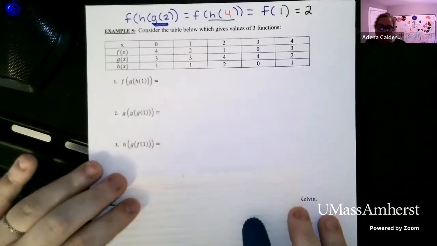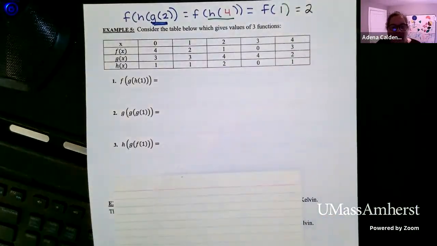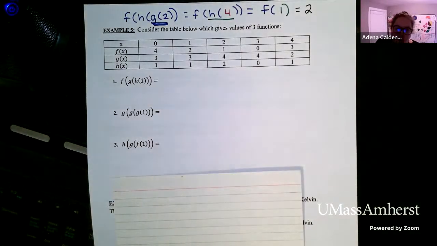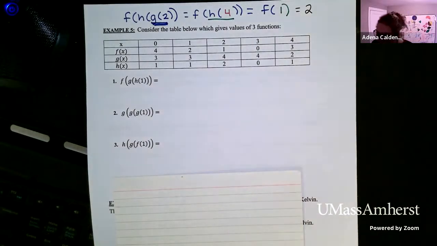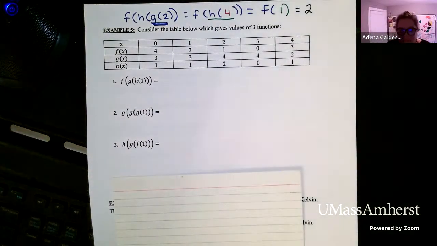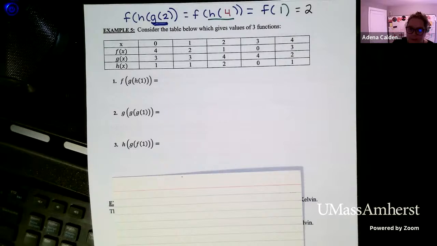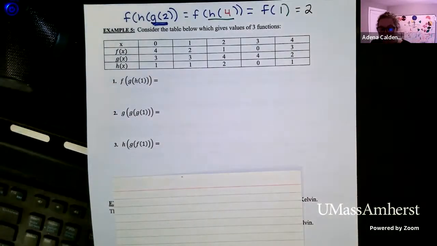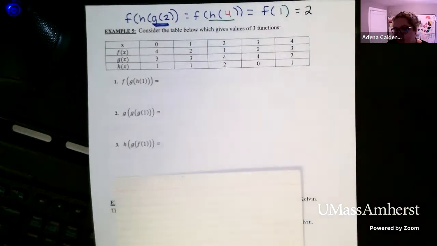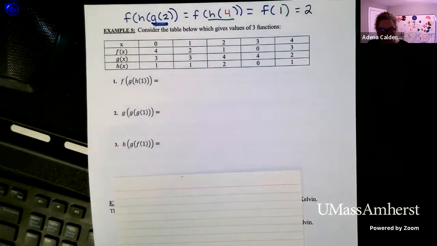Okay, so I want you to try these 3. We have f of g of h of 1, g of g of g of 1, and h of g of f of 1. Okay, so we have a triple composite. So I'm going to give you 2 minutes. I want you to try these 3, write out the steps and numbers you're getting along the way, and then we'll go through them together.